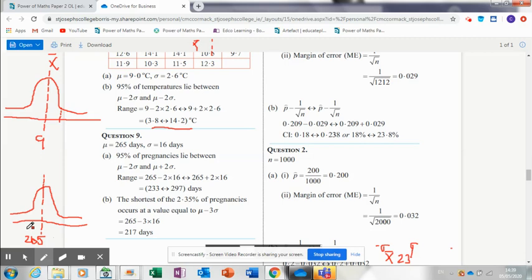to 265 plus 16. So you're asked then, between what values on either side of the mean do the lengths of 95% of pregnancies fall? Well, 95% again is within 2 standard deviations of the mean. So it's the mean minus 2 standard deviations, 265 minus twice 16, minus 32 gives me 233. And 265 plus 32 gives me 297. So 95% of pregnancies will last between 233 days and 297 days.